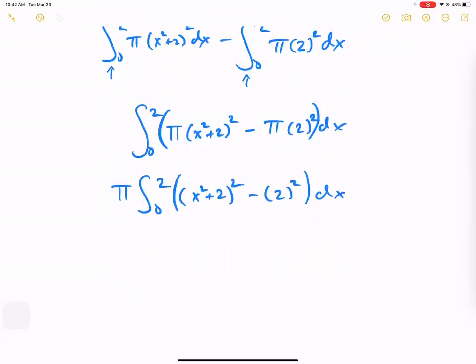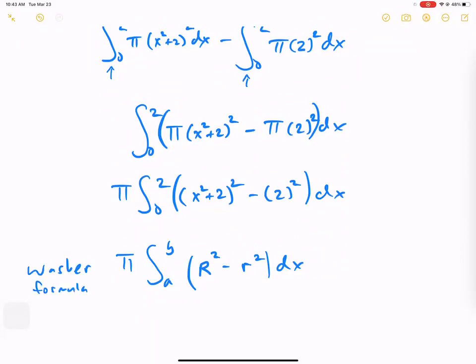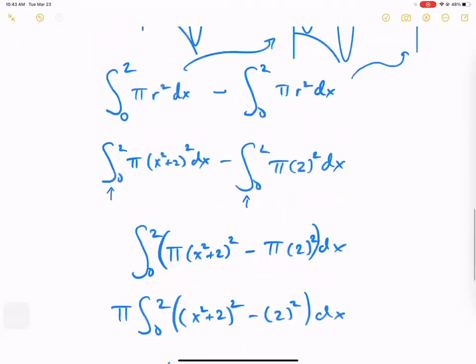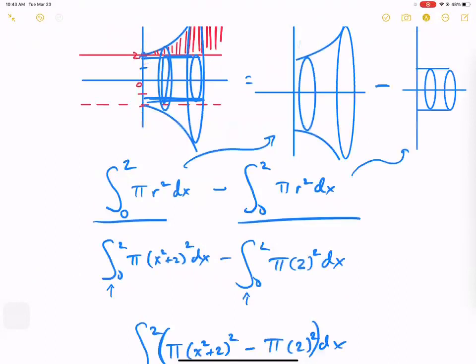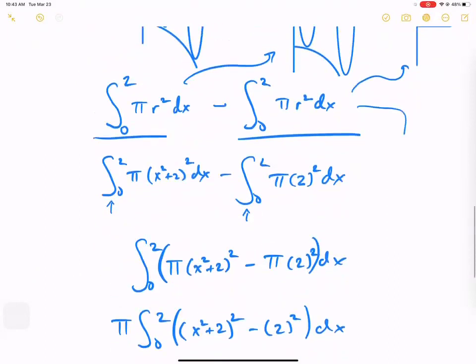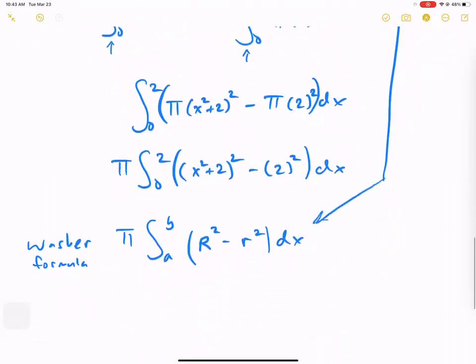Okay, so looking here, this is what I want you guys to get to in the end. The formula is simply pi integral a to b of big R squared minus little r squared dx. That is our formula. If we have washers, this is the washer's formula. How they come up with this formula is they just said, we're just subtracting the two volumes. And that's a setup for any washers problem.